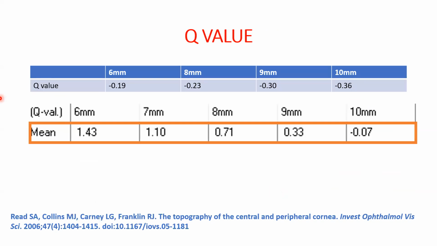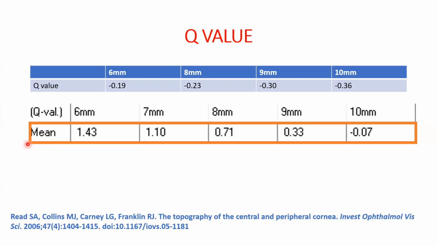A study conducted by Reed et al. measured the topography and the Q values of central and peripheral corneas in average young patients, and they found this trend across various diameters of the cornea from the center. At 6 mm it is around minus 0.19, and at 10 mm it is around minus 0.36. So the surface of the normal human cornea becomes more and more prolate towards the periphery.